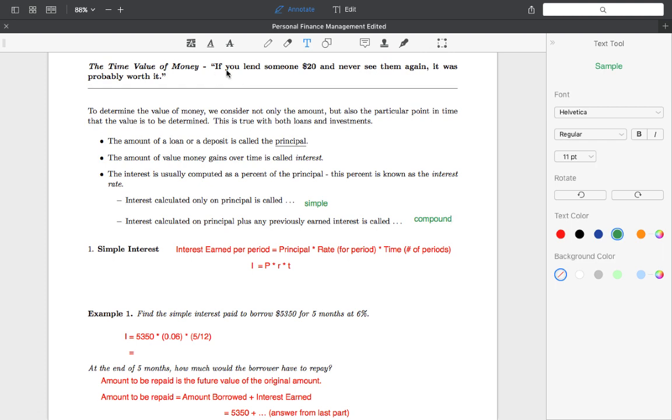So I always start with a quote. If you lend someone $20 and never see them again, it was probably worth it. A true mathematician's attitude on people.